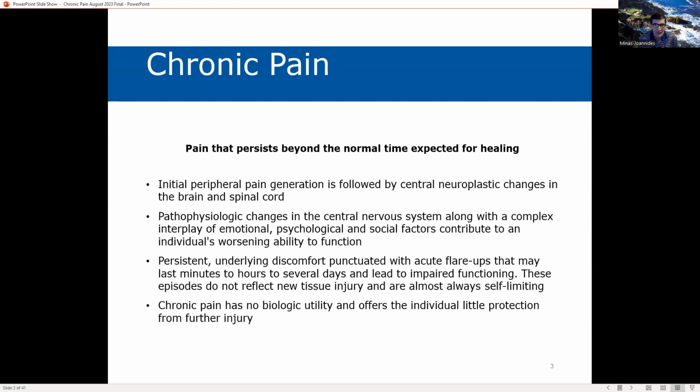It's persistent underlying discomfort punctuated by acute flare-ups that can be short-lasting, like minutes to several days, and leads to impaired functioning. These episodes do not reflect new tissue injury or damage, but are almost always self-limiting. And chronic pain has no biologic utility, contrasted with acute pain, and offers the individual little protection from further injury.